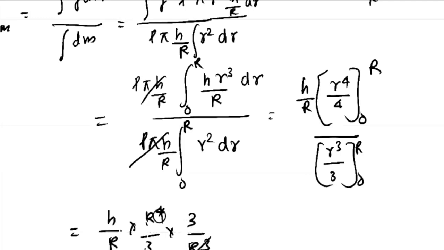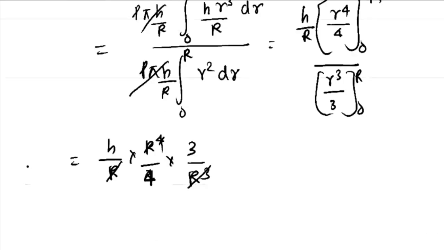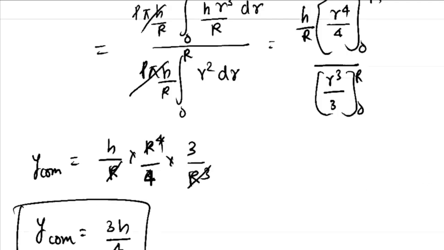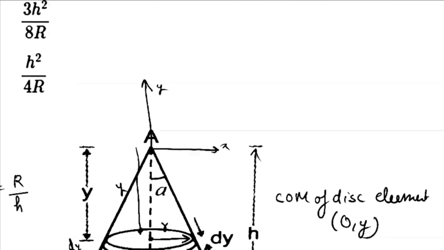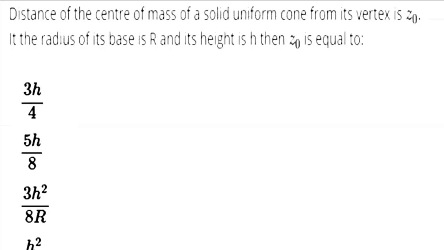So this will get cancelled out, and this r will also get cancelled out, and here is the 4, right? So you can see already the YCOM that we got here is 3h by 4, and this will be our answer. Now if you see in the question, yeah, so we wanted the Z0, that is 3h by 4. A is the correct option.